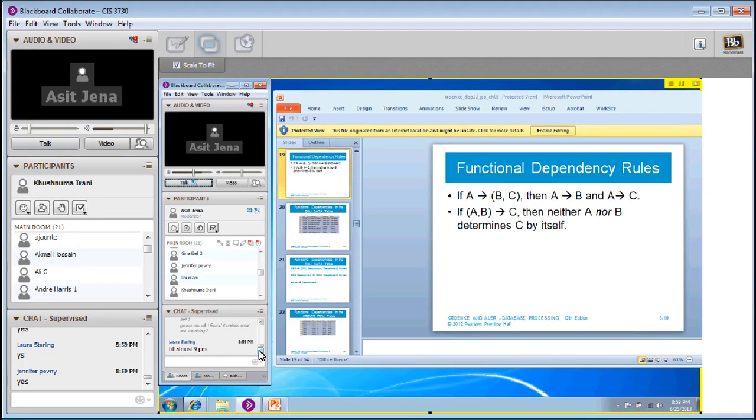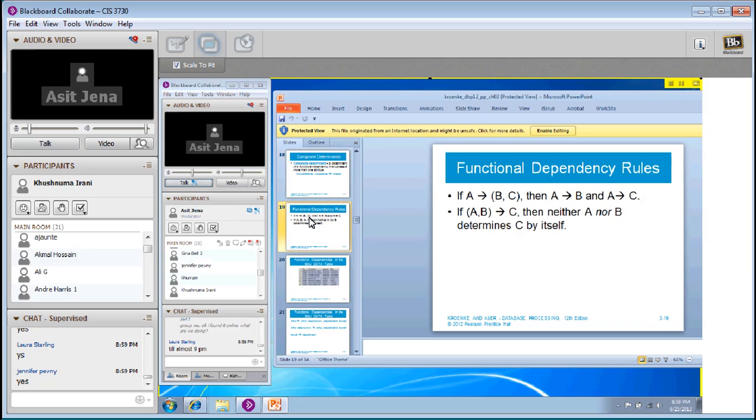Dependency rules, and then we'll go. So this is the relational algebra part of the equation. If A implies B and C, then A implies B, A implies C. If A and B together imply C, then neither A nor B determines C by itself.